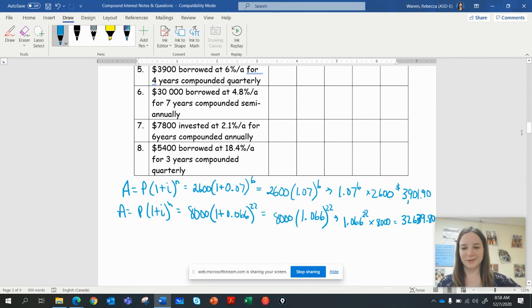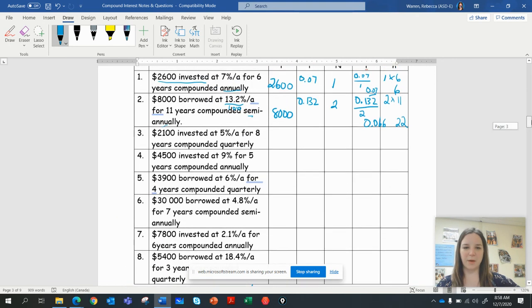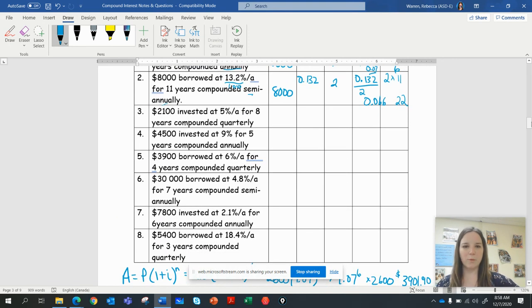Okay, 32,639.80. Woohoo! All right, so if you did not already, you'll finish the rest of the page. Really quickly, we're only going to stick to annually, semi-annually, and quarterly. So just as a reminder, quarterly means that your capital N would be 4, because it means you are charged interest, or you earn interest, 4 times a year. So you're going to finish the page. If you did not already, I suggest filling in the table and then plugging it into the formula below like we just did. That's it. That's all.